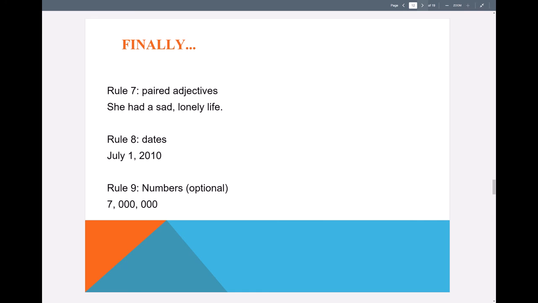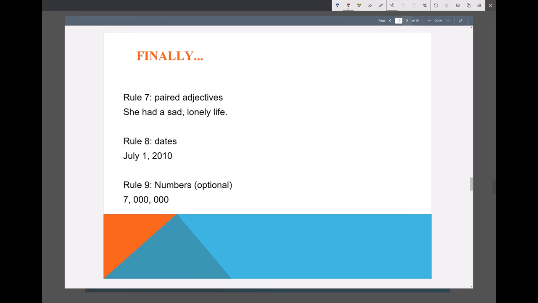Finally, last rule is about commas. Rule 7, when you pair adjectives. So it's like a list, but here you have one adjective and two adjectives. So instead of saying she had a sad life, or she had a lonely life, you can put them together with a comma in between. She had a sad, lonely life.